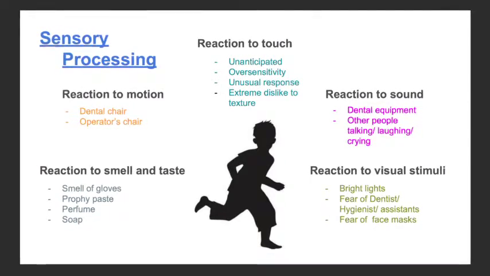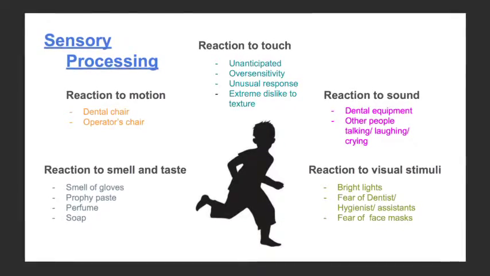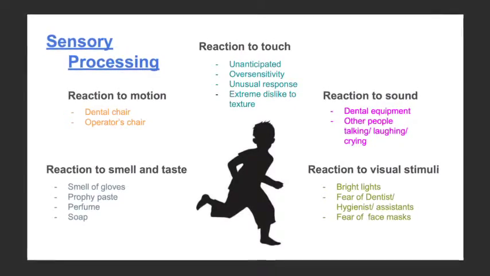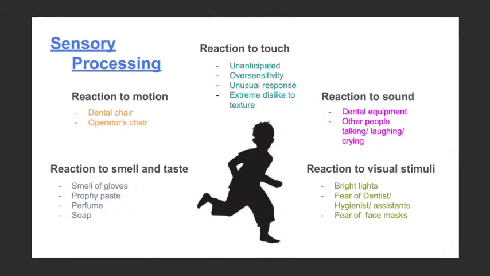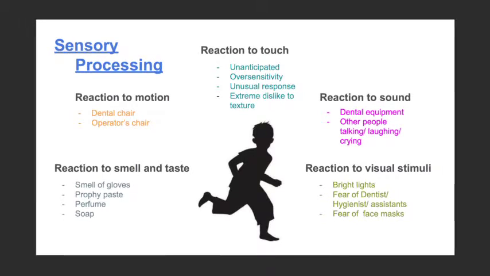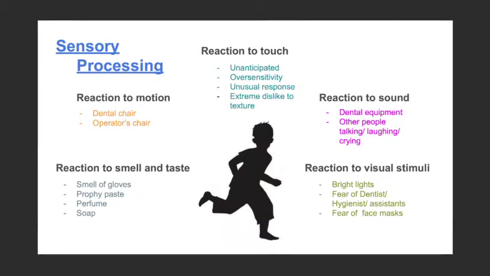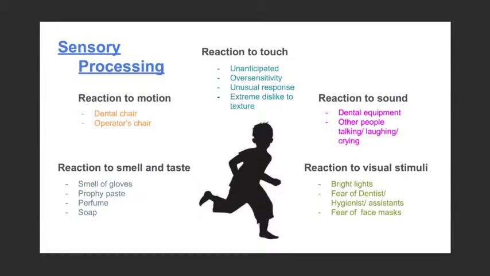This slide details possible sensory triggers that may produce an unwanted reaction in children or adults with ASD. Reaction to motion, reaction to touch, reaction to sound, reaction to visual stimuli, and reaction to smell and taste are the main categories for sensory processing.